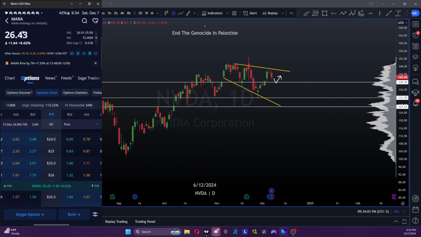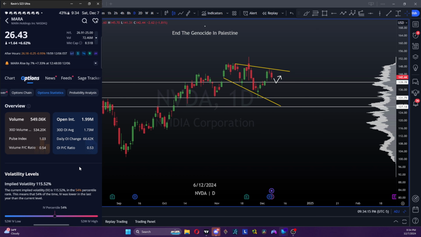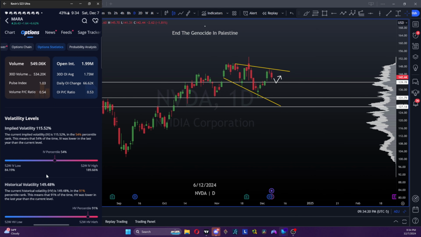So if I look at it right now, you can see the implied volatility is 115%. That already tells you, okay, I need to get a really strong move on Mara for my contracts to work out. Let's see the range of the IV for the contracts. You could see the 52-week low is 84%, and the 52-week high is 189%. It is currently above the median or the average, right? You're above the standard or the middle part where it's average enough where it's okay, it's reasonable.